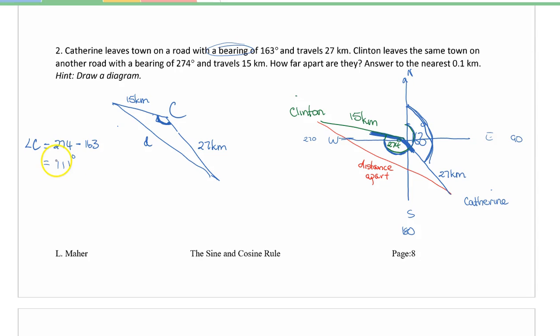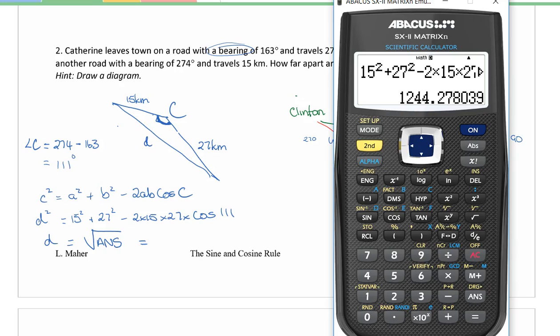So now I can write my cosine rule. All three sides are involved and we're given one angle, and so you can see there I've done 15 squared plus 27 squared minus 2 times 15 times 27 times cos 111, and don't forget to close the bracket, equals 1244.